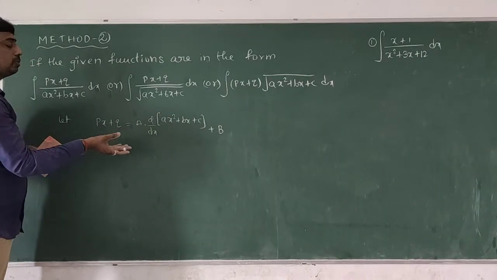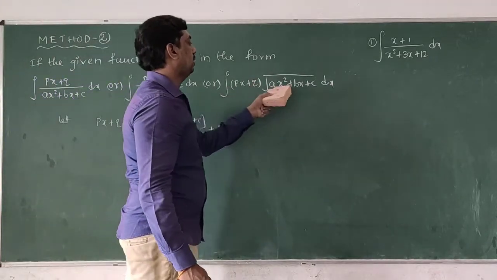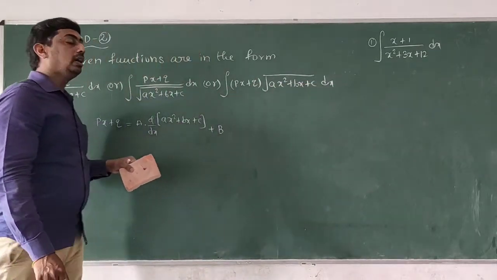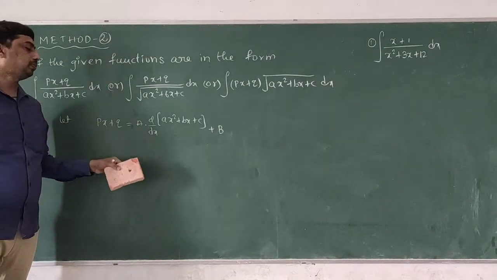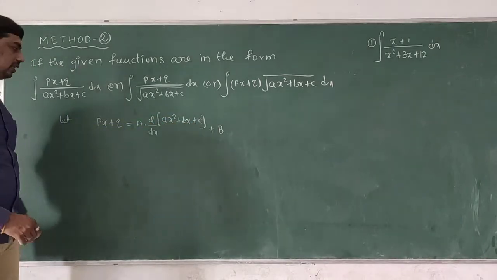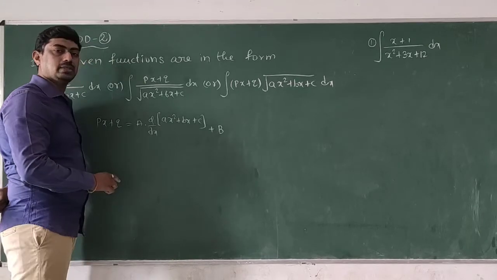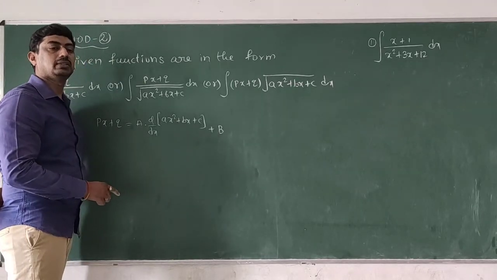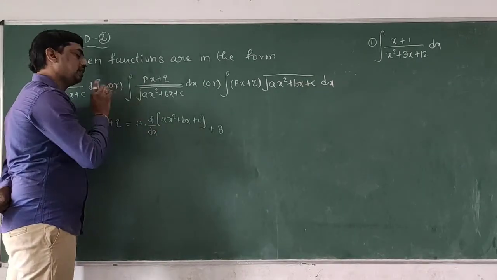What is ax square plus bx plus c, which is the denominator? Here, root of ax square plus bx plus c. Just assume or let px plus q equal to a into derivative of ax square plus bx plus c plus b. After that, do the simplification, compare both sides, x coefficients and constants, and find out the constant values a and b. After that, substitute in this equation.